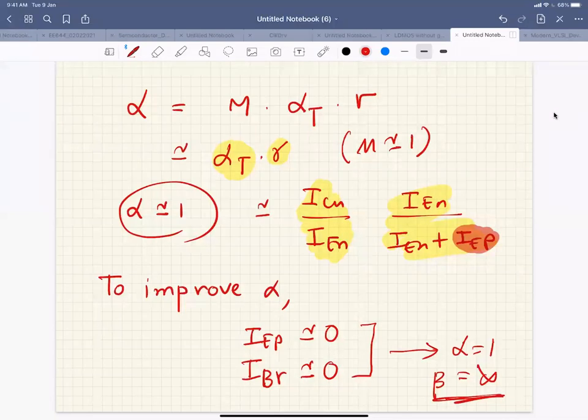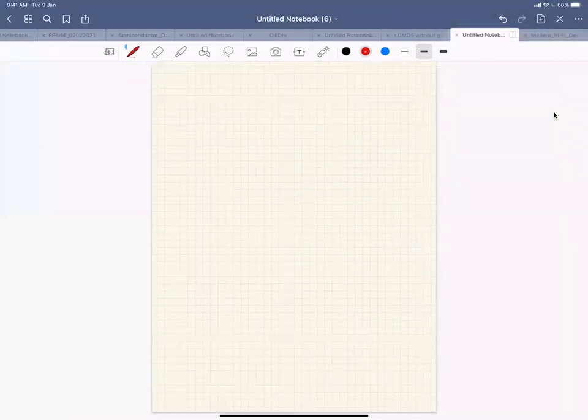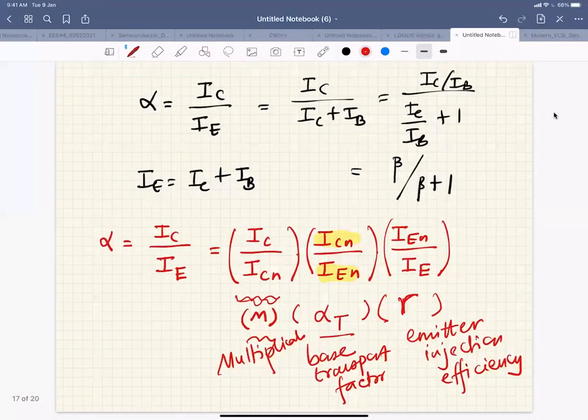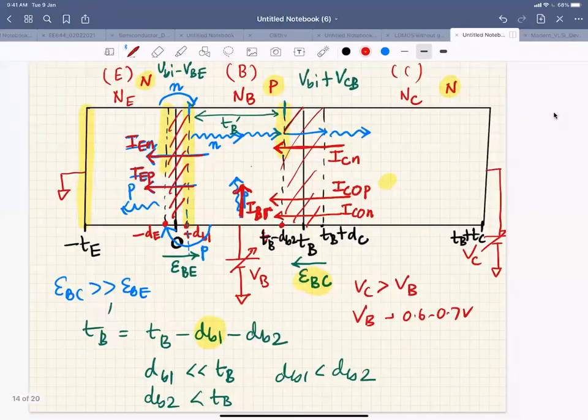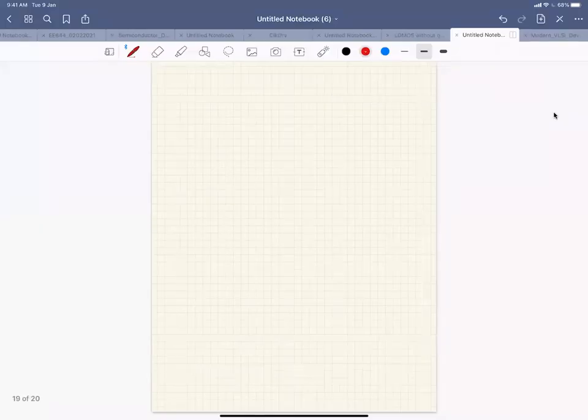Then, as a device engineer, I have to design the device so that IP should be equal to 0 and IBR should be equal to 0, right? How to do that? For that, let's derive the current, because once we derive the current, we understand where the current is coming from. Then we can see how to optimize that. Let me draw again, only the emitter base junction.